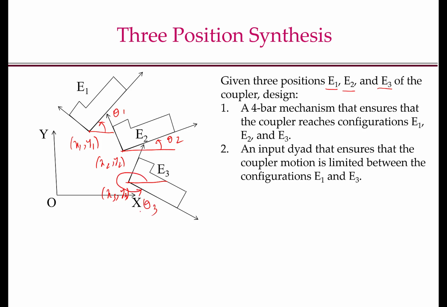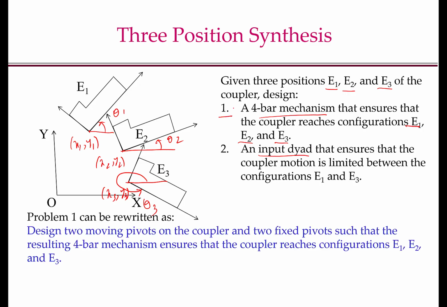Our goal is to design a 4-bar mechanism that ensures that the coupler reaches configurations E1, E2, and E3 through a continuous motion. Our second goal is to ensure that we can design an input dyad so that the coupler motion is just limited between E1 and E3. This design problem 1 can again be rewritten as designing 2 moving pivots on the coupler and 2 fixed pivots such that the resulting 4-bar mechanism ensures that the coupler continuously goes through E1, E2, and E3.